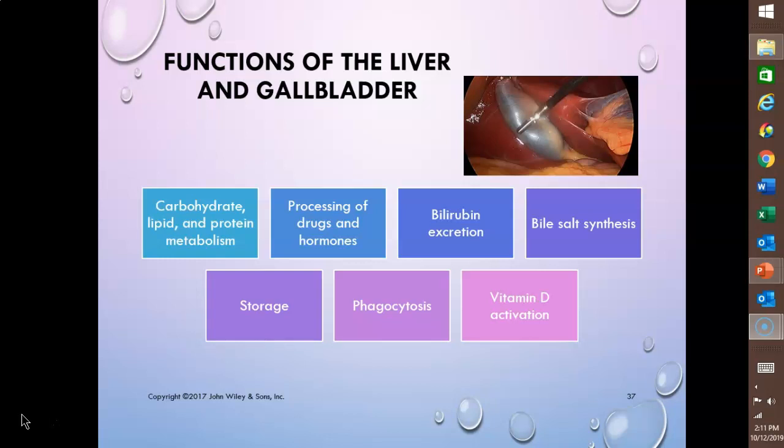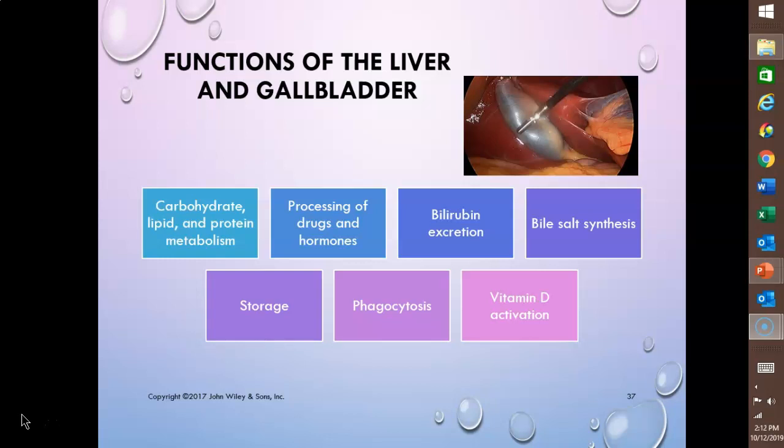The liver detoxifies substances like alcohol and drugs, penicillin, erythromycin, and sulfonamides, into the bile. It can also chemically alter or excrete thyroid hormones and steroid hormones like estrogens and aldosterone. We talked about how the bilirubin is excreted once it's broken down. Obviously, the liver produces the bile salts. We mentioned that a few minutes ago.